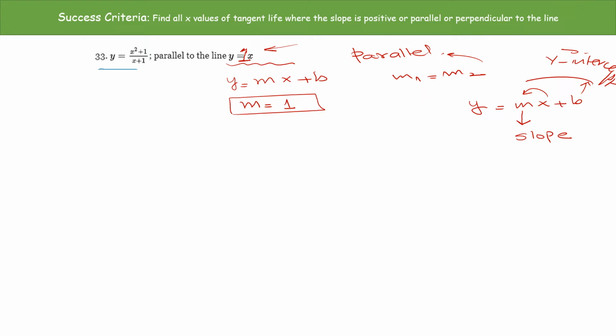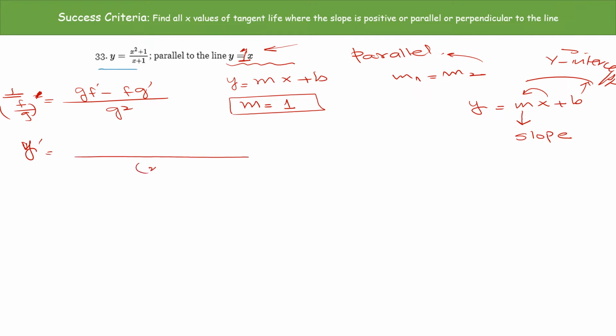So what we have to do is find the x values such that the slope of the tangent line is 1. So the first thing is that you have to take the derivative, and here it is very clear that you will use the quotient rule of differentiation because the function is written in the form of a quotient. So (f over g)' is the formula. Now apply it to find the derivative of the given function.